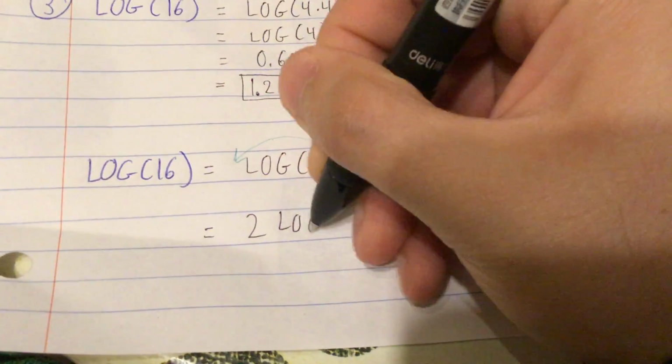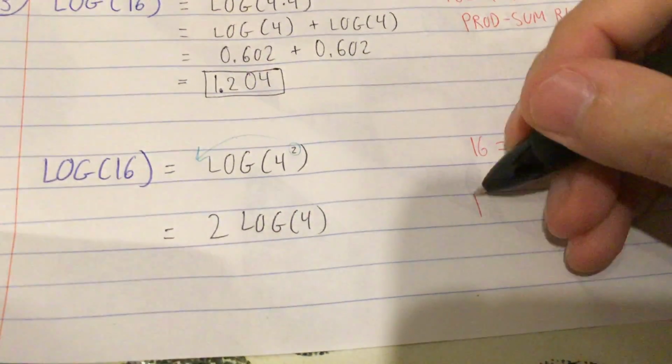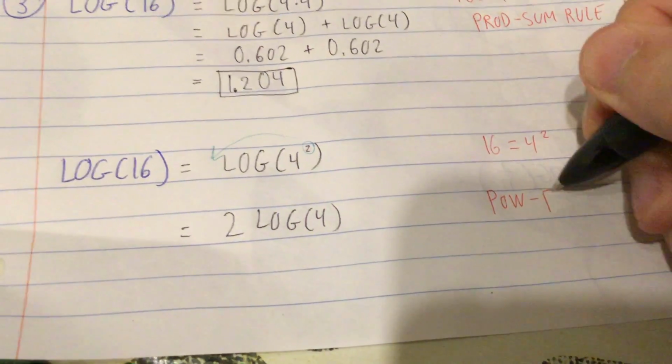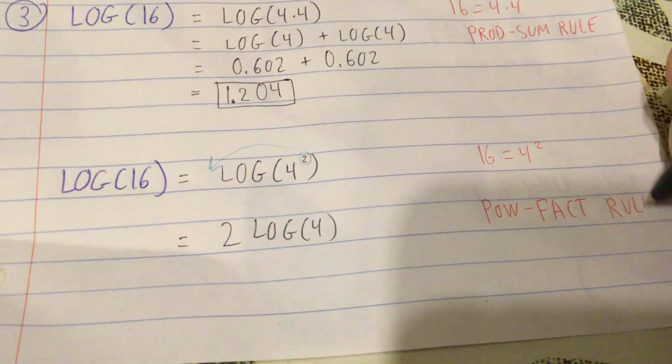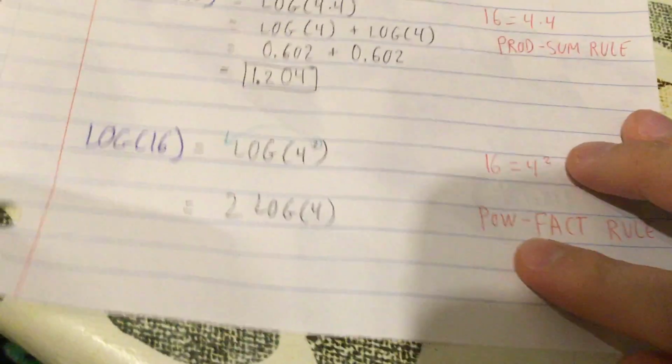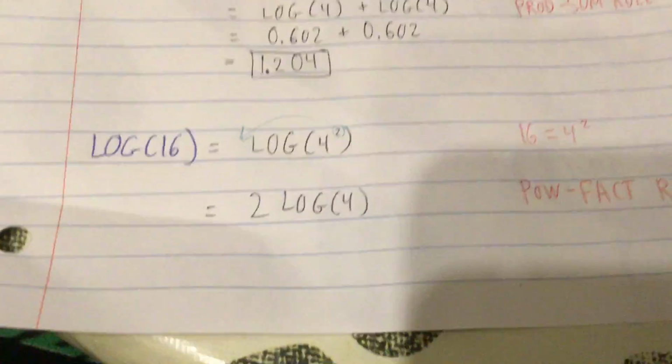That now becomes 2 log of 4 because of the power factor rule, or as one of my former students from a while back used to call it, the POW fact rule. Probably watched a lot of Adam West Batman or something, I don't know.